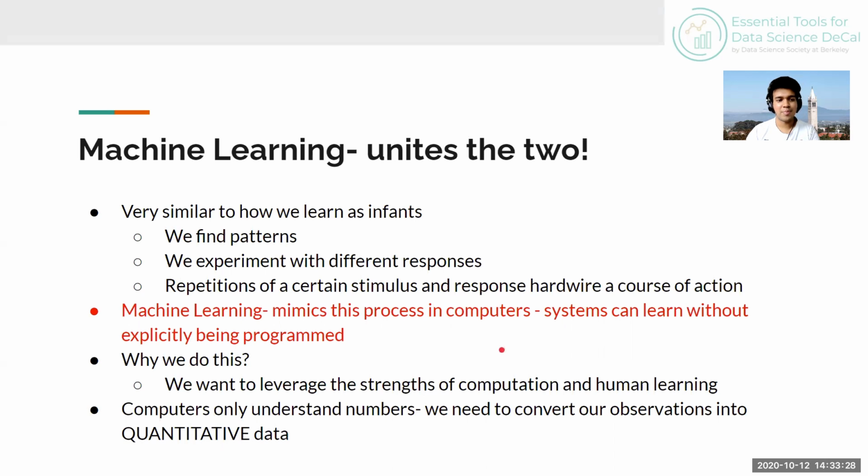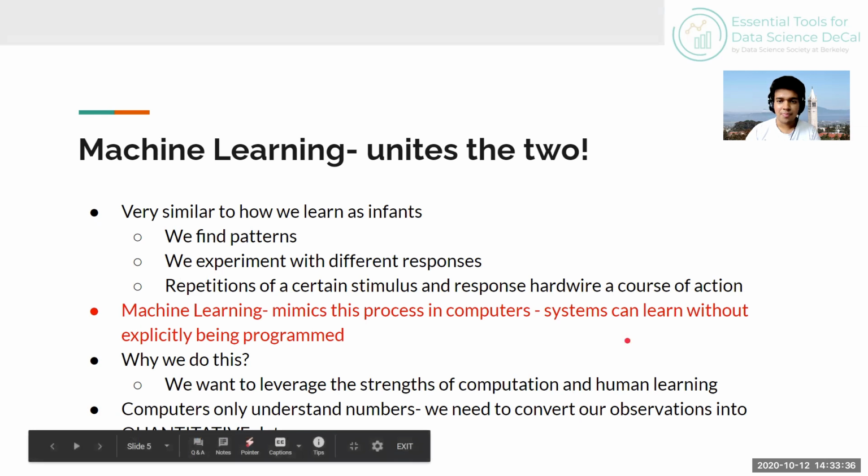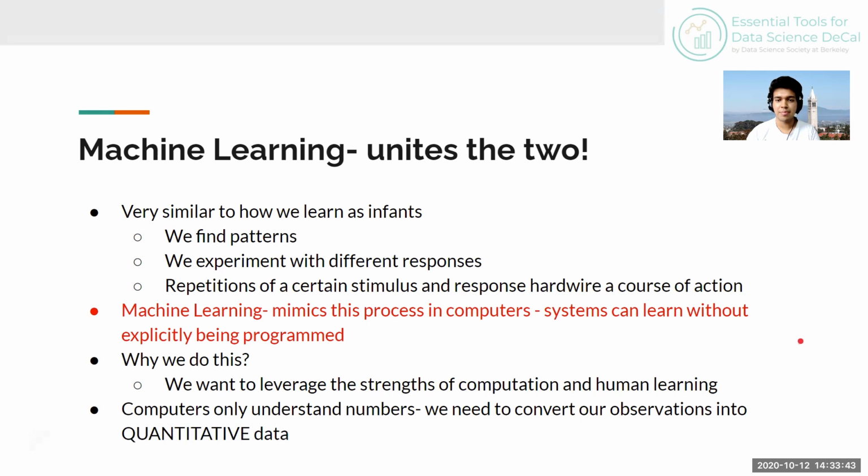And again, just to repeat, we do this in order to leverage the strengths of computation as well as human learning. A thing to keep in mind with machine learning is that computers can only understand numbers. So whatever observations we may have, we need to convert them into quantitative data.